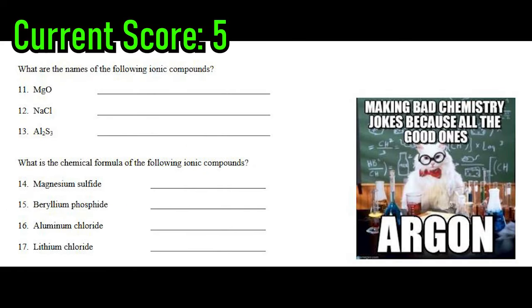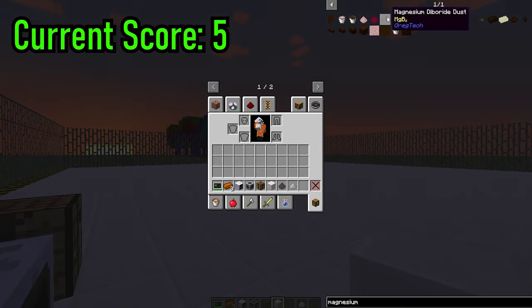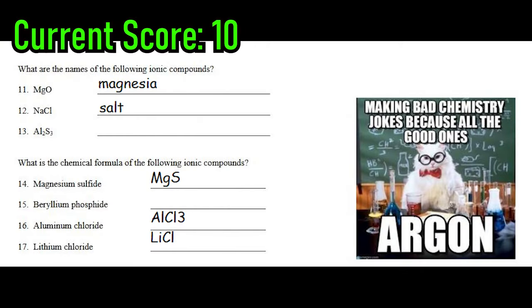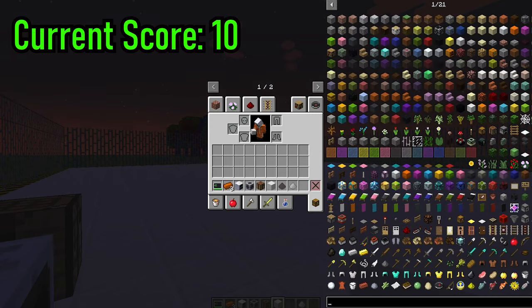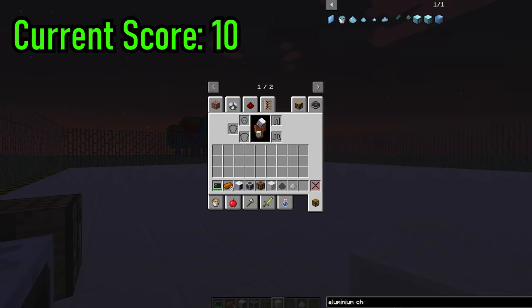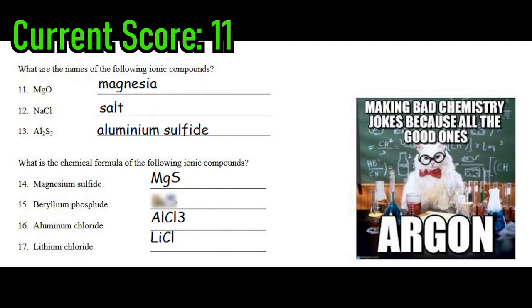It is time to start the second section of the test. This is incredibly quick and easy as all I need to do is look up the chemical formula of the thing in JEI. Sadly, not all chemical compounds have been added into GregTech. However, thanks to our GregTech knowledge, we now know how to make sulfides and phosphides, so I will complete the other three questions.